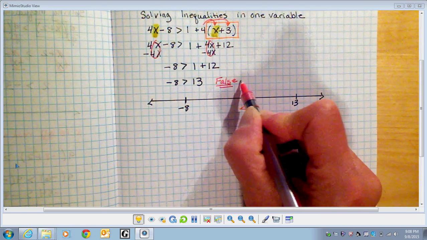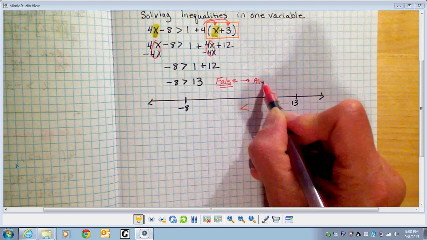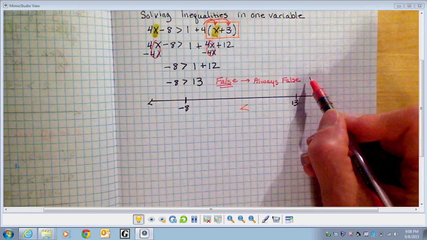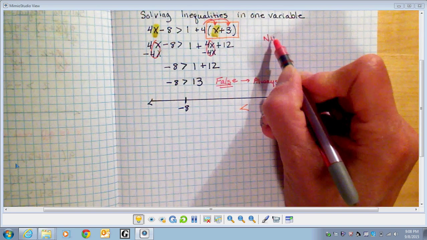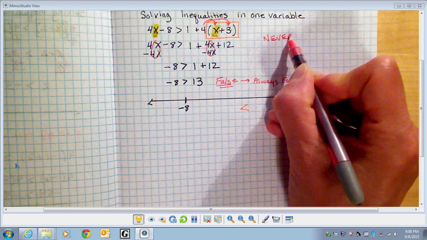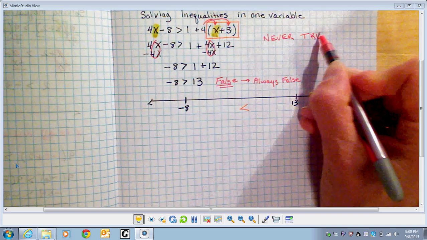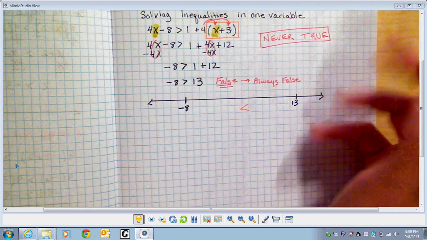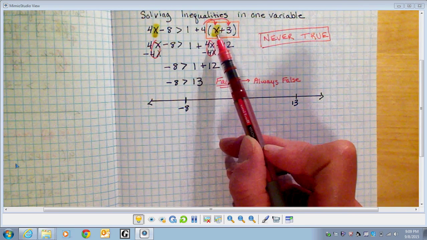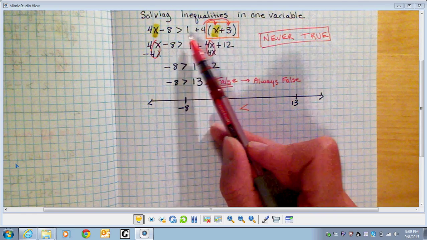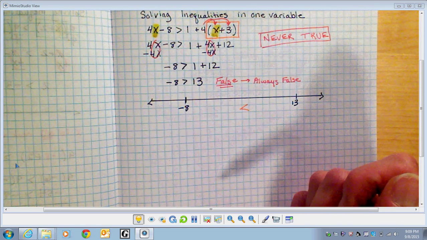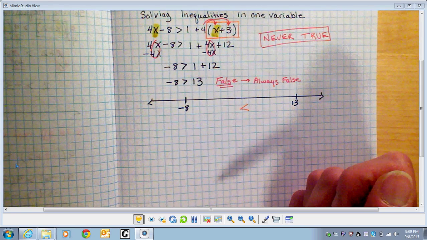And it's always false, which means it's never true. So there is never a solution. There is no solution at all. It doesn't matter what value I put in here for x, this inequality will never be true. There is no solution at all. So it's never true.